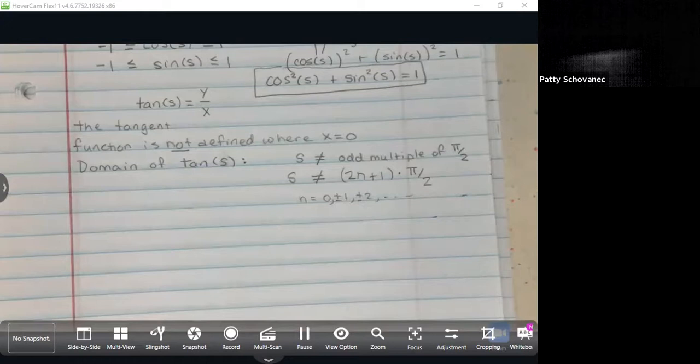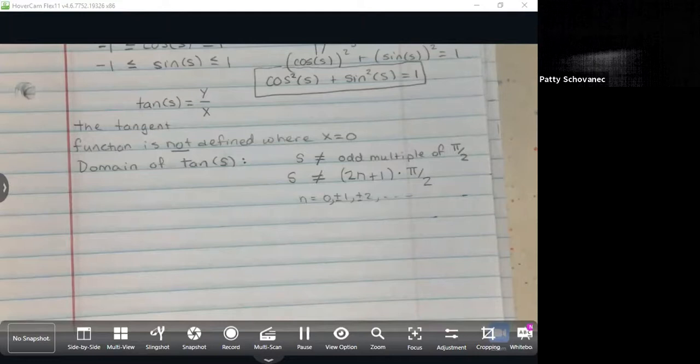I want to talk about the range of the tangent, though. Is the tangent of a number going to be bound between 1 and negative 1 like the sine and the cosine are? No. We've seen that there's a value of theta for which the tangent of theta is the square root of 3. So that's pretty big.